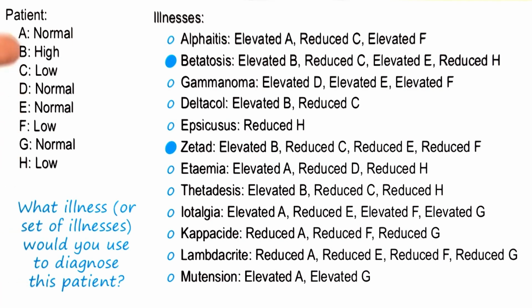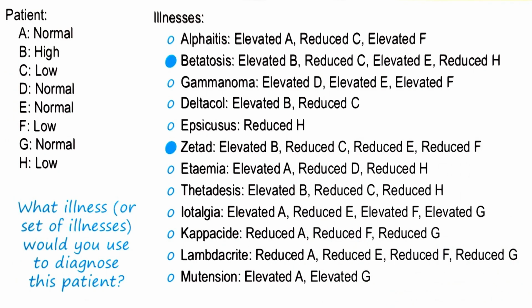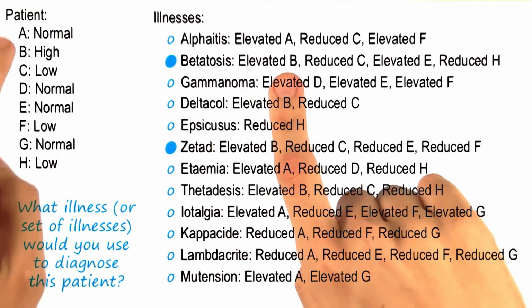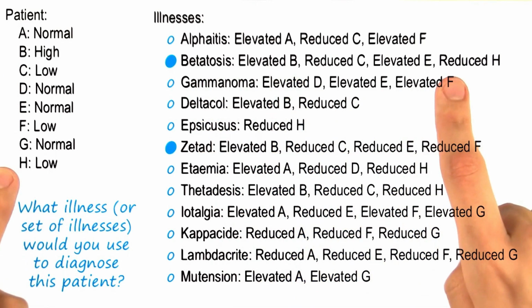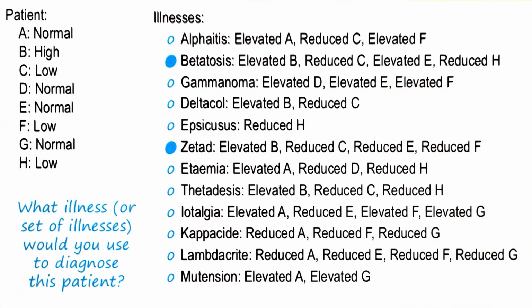So what I did is I started with the data, and I looked at which of these hypotheses currently matched the data the best. That is to say, which hypotheses explained the most points and had the fewest conflicts. So for example, beta-ptosis explained the high B, the low C, and the low H, but it didn't explain the low F, and it also suggested there was elevated E. Initially, thetadesis was the best match. It explained 3 symptoms and just didn't explain a 4th.